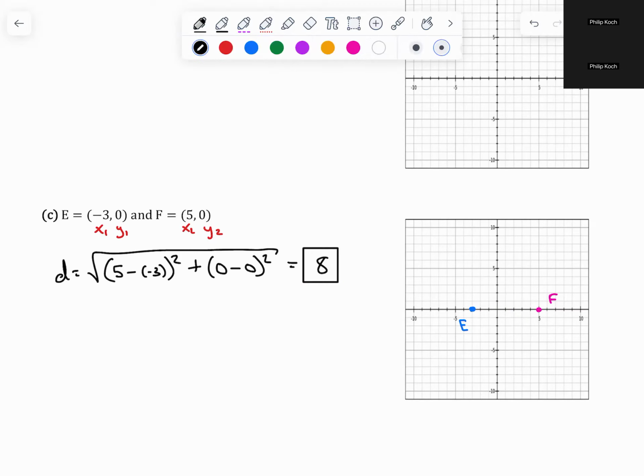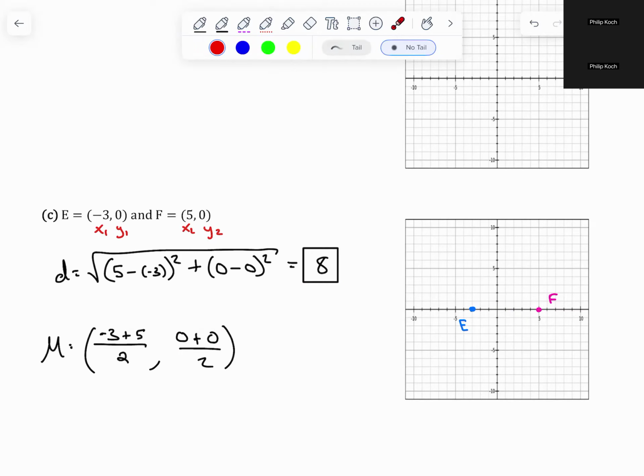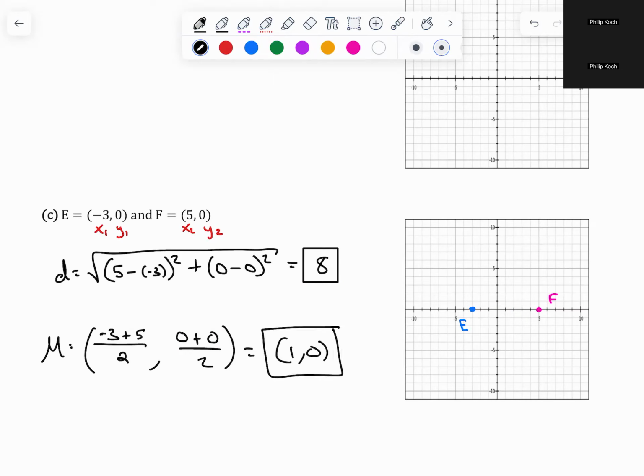So m will equal x sub 1, so -3 plus x sub 2, which is 5, divided by 2, comma, 0 plus 0 divided by 2. Y sub 1 is 0, y sub 2 is 0. 0 plus 0 divided by 2, that's 0 again. So this becomes 1 comma 0, which is exactly where you'd get it if you were to plot it. Like if you were to try and find the halfway point between those two x coordinates.